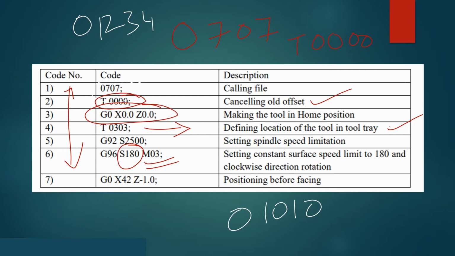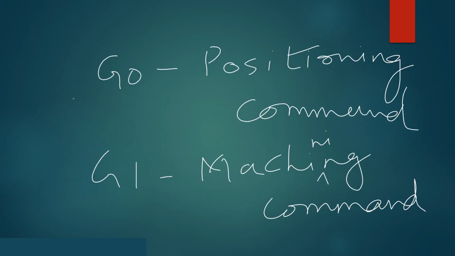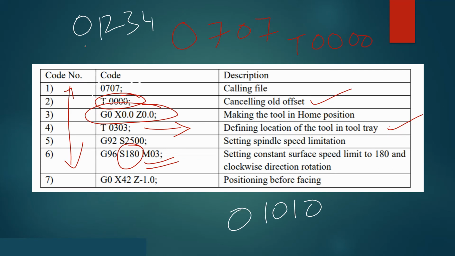G0 for what? Already I have given G0 for positioning. You see here, this G0 is the positioning command. So we are going to position the tool now before we do the facing. This means the first operation we are going to do is the facing operation. Before that we have given G0 X42.0 Z minus 1.0.